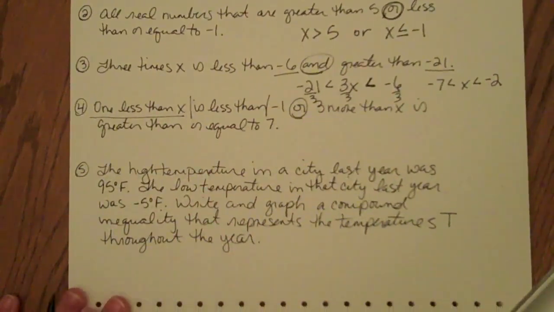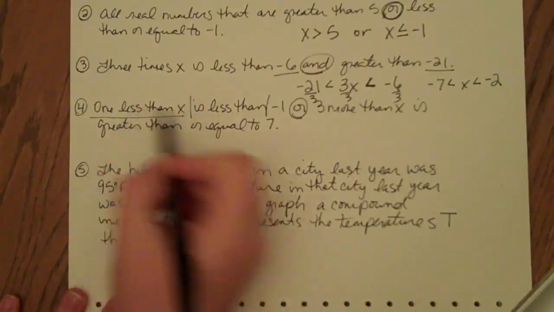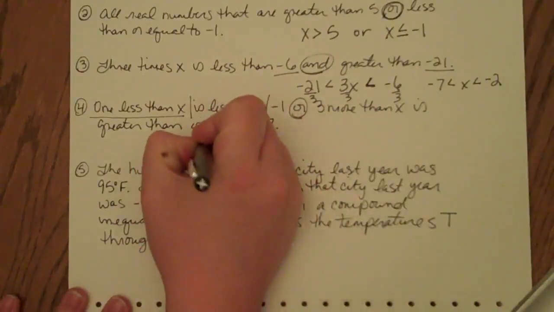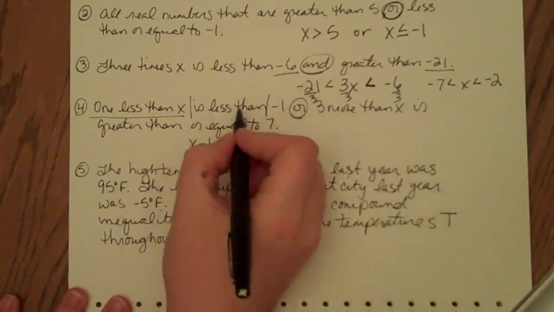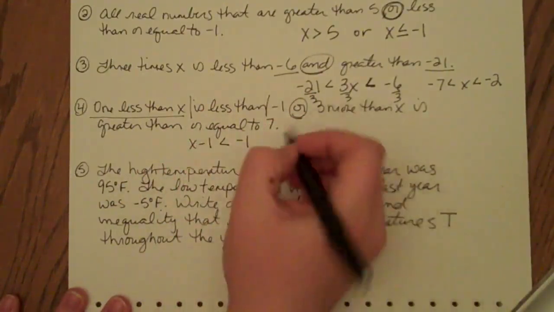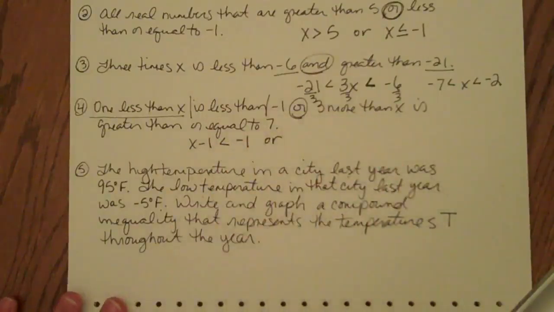So if you remember back in earlier sections, we always looked for that phrase is less than or is greater than to tell us our sign. So in front of our sign we have 1 less than x, which we write as x minus 1, is less than, that's our sign, negative 1. And then we write the word or.